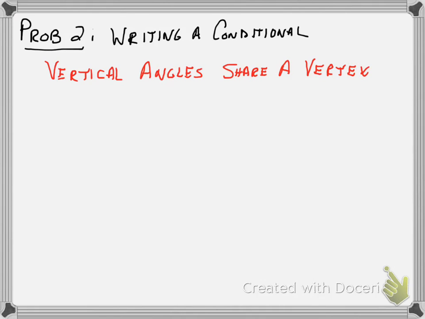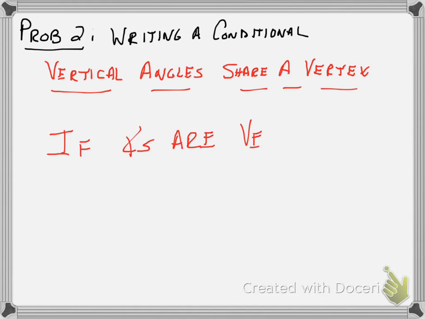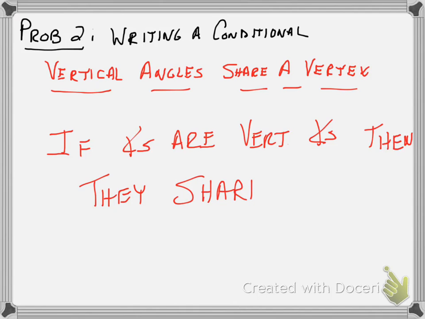Problem 2 is writing a conditional. Vertical angles share a vertex. That's our statement. So how do I write that? Again, I need to put it in if-then form. If angles are vertical angles, again I abbreviate so I can make this faster. If angles are vertical angles, then, that's that key aspect here, then they share a vertex.